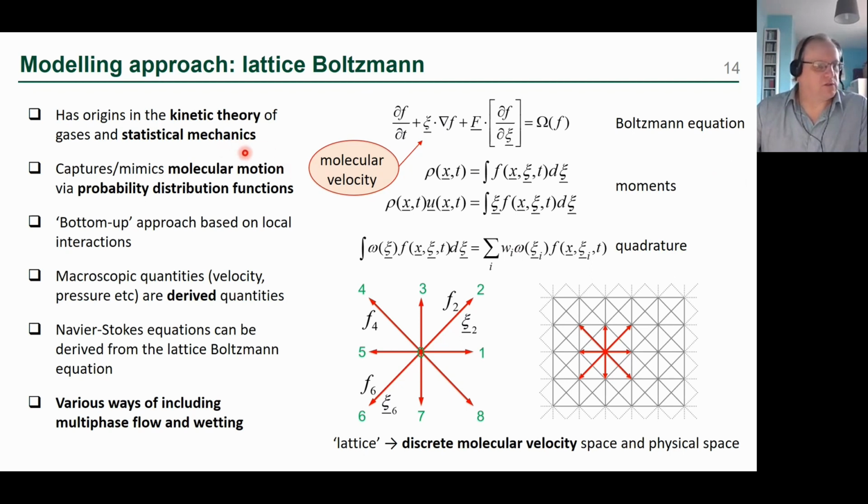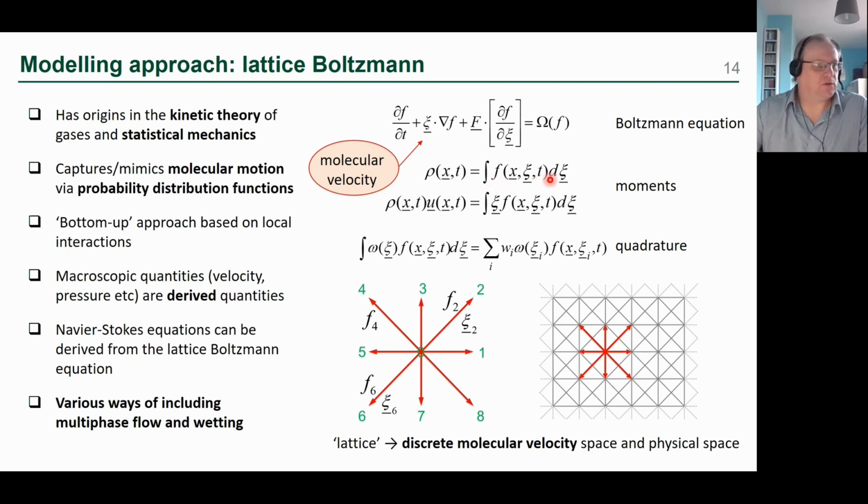Instead of starting with the Navier-Stokes equations and discretizing them into a large matrix system that you can solve for the velocities and pressures, this has origins in kinetic theory and statistical mechanics. It comes from the Boltzmann equation, which is a transport equation for the particle probability distribution function f. You can think of this as the probability of finding a particle close to position x with a molecular speed close to xi at some specific time.